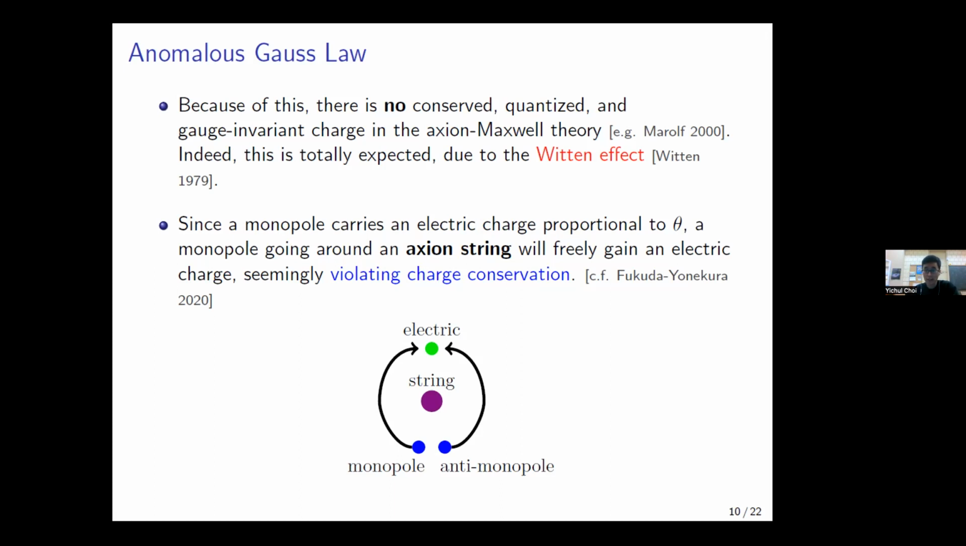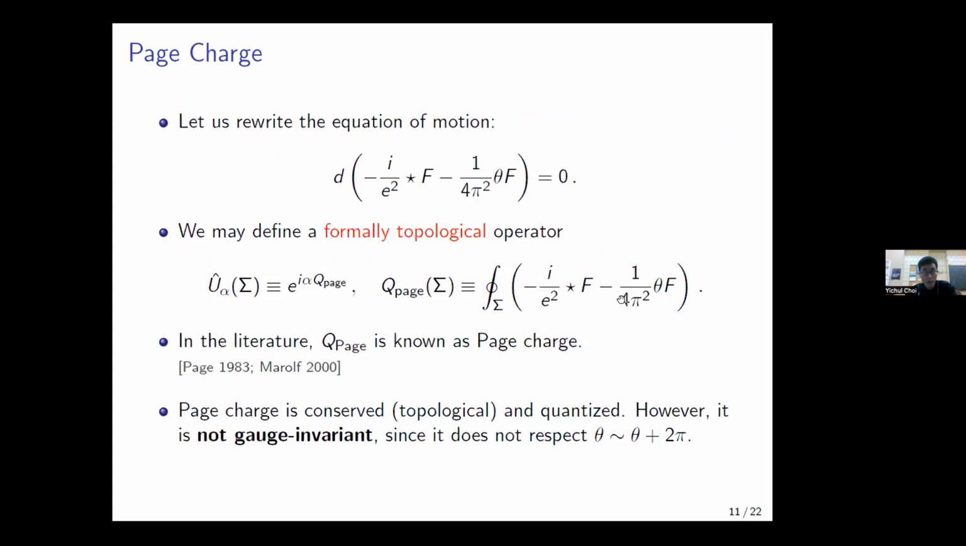So what this means is that we can bring a magnetic monopole and then let it travel around the axion string. And it will experience the Witten effect, and it will freely gain an electric charge. This looks like it's violating the charge conservation. This is really the physical reason behind why the ordinary Gauss law does not work in the axion-Maxwell theory. But you can still define another quantity, which is topological and conserved.